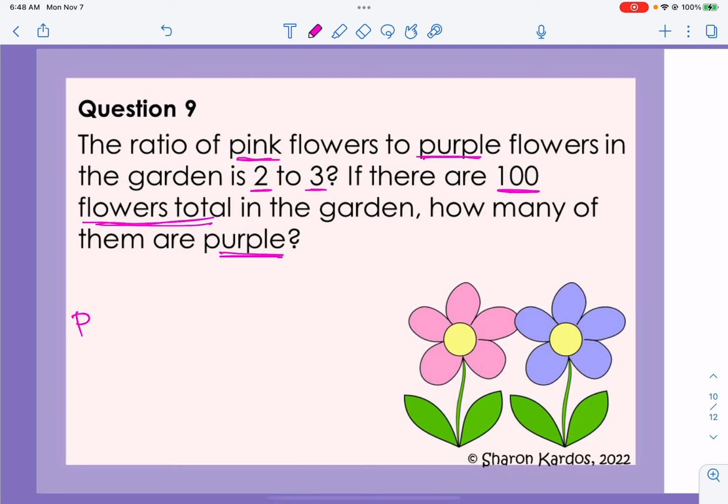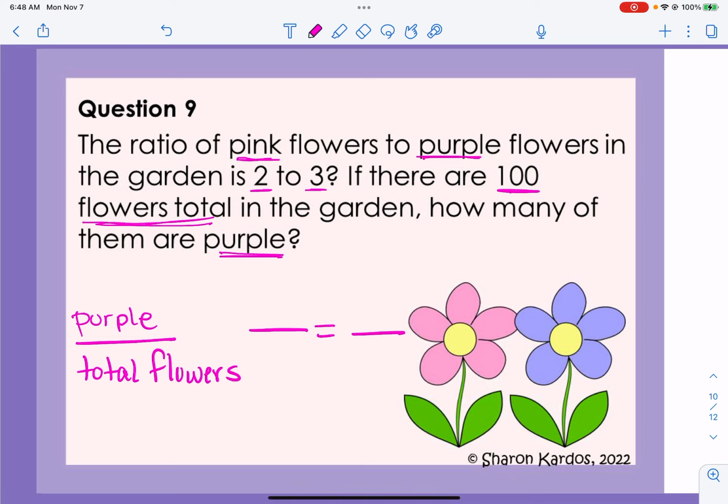So I know I'm going to want the purple label. And I'm also going to want total flowers. And I just have to set up my proportion. So purple, remember, was the 3. And total flowers, well, if there are 2 pink and 3 purple, that would be 5. And the third number in the problem is 100. You could pick whatever variable you want, but again, I am going to pick P for purple. And then from here, it would just be calculator work. You would cross multiply and divide.